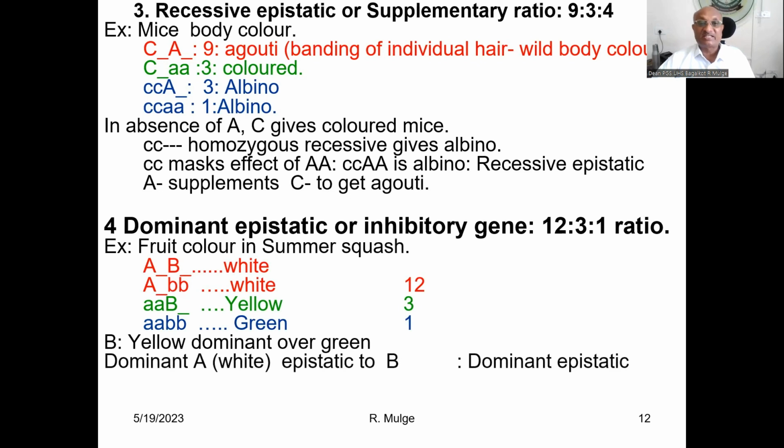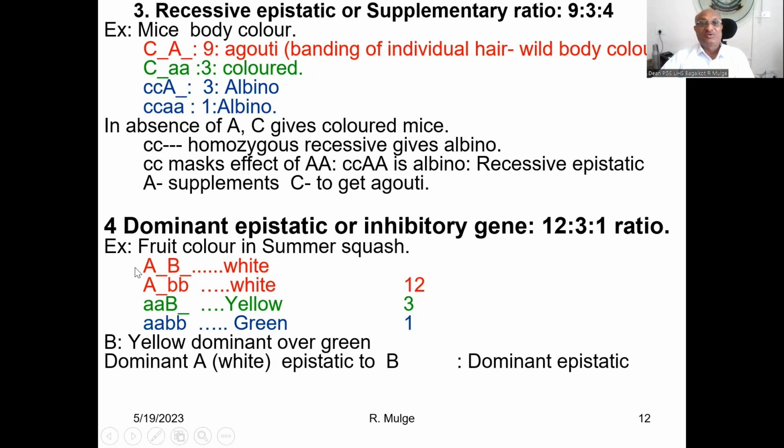This is the fruit color in summer squash, the example taken. White color you will get when the A gene is in dominant condition, at least one allele. Whereas if A is recessive and B is dominant, you'll get yellow. If both genes are in recessive condition, you'll get green. So three different phenotypes you are going to get. What is the ratio? Not 9:3:4, sorry. It is 12:3:1 here.